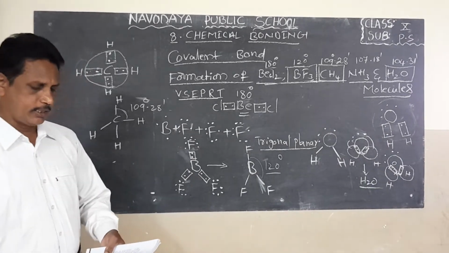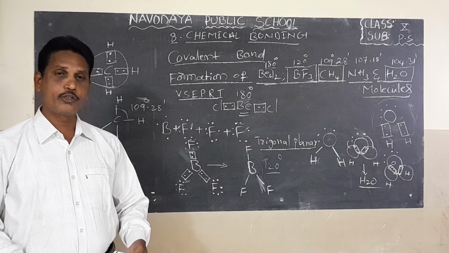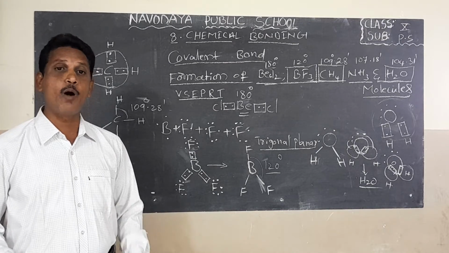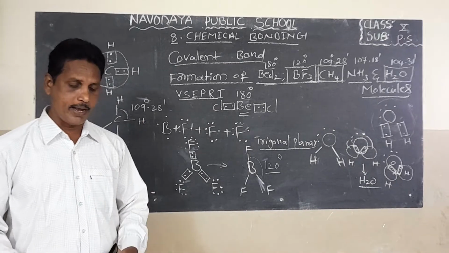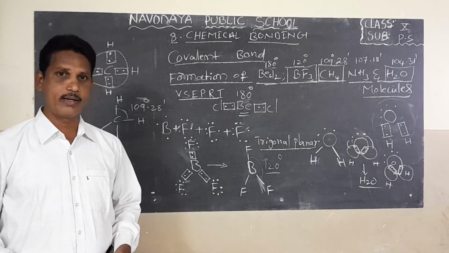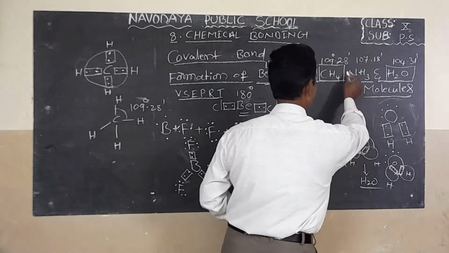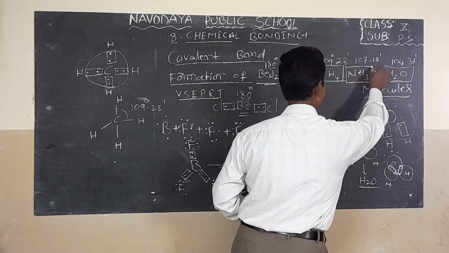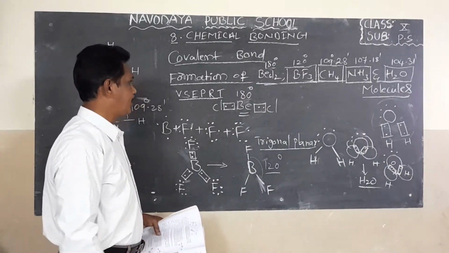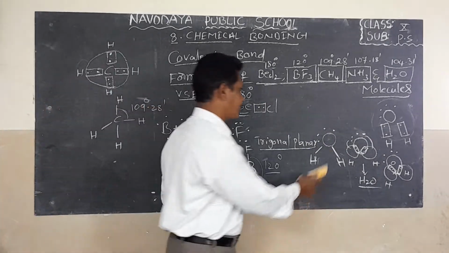Okay, students, see the fourth point, page number 170. There are 3 bond pairs and 1 lone pair present in the ammonia molecule, that is the NH3 molecule. We see the NH3 molecule.